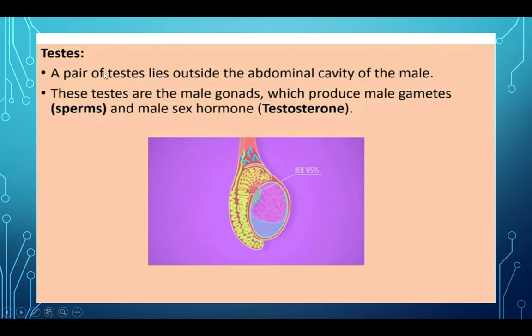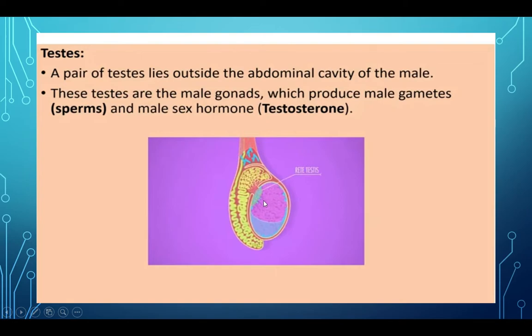A pair of testes lies outside the abdominal cavity of the male. So testis is present where? Outside the abdominal cavity. So already I showed you two testes are there, that is a pair of testes. Where is it present? Outside the abdominal cavity. Why is it present outside the abdominal cavity? This testis produces the sperms. So the production of sperm should be done at a lower temperature compared to the body temperature. That's why it is left outside the body, that is, outside the abdominal cavity.